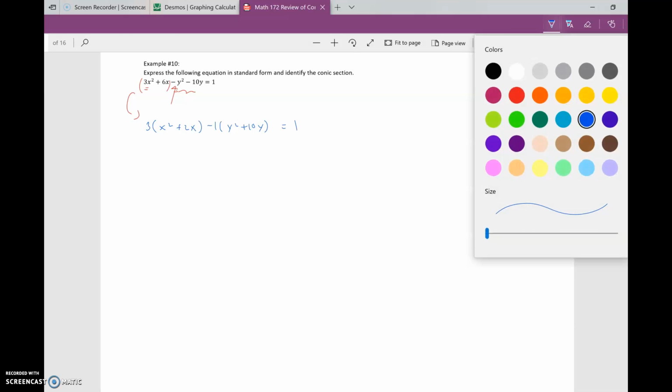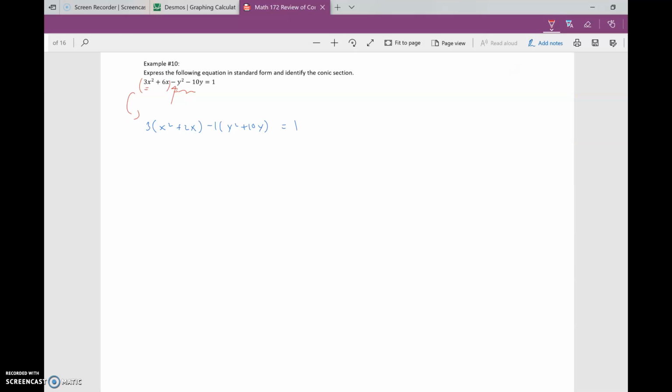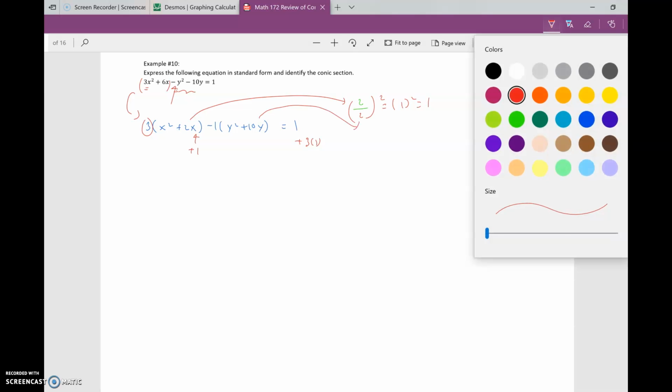Now for the x's, let me extract. In this case, we're going to be using the 2, and the 2 is going to be divided by 2 and squared, so 1 squared is equal to 1. So at this portion we're going to be adding 1, but because of this 3, we're going to be adding, to the right hand side, technically 3 times 1.